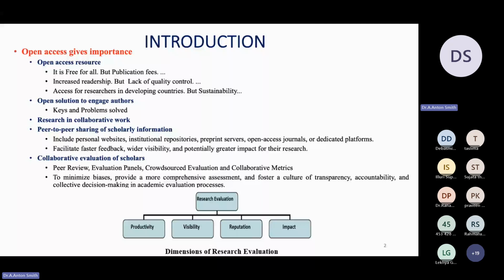The third thing is access for researchers in developing countries. Access for developing countries is a vital thing, because they may not be able to afford the high price to get the article or a journal. So that aspect is good.